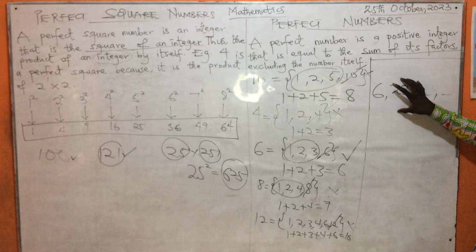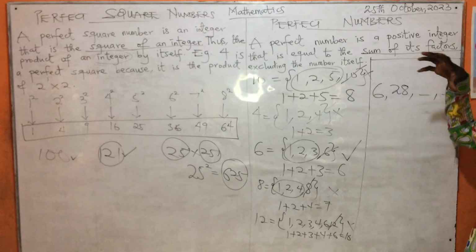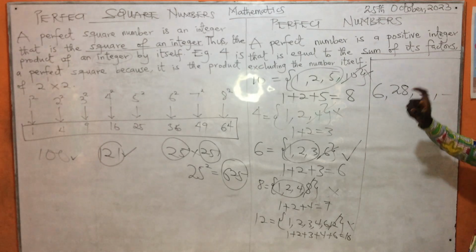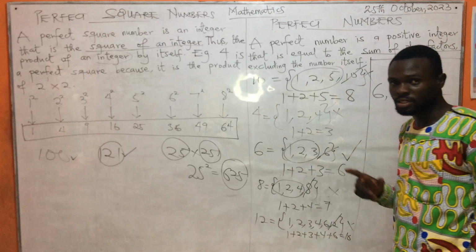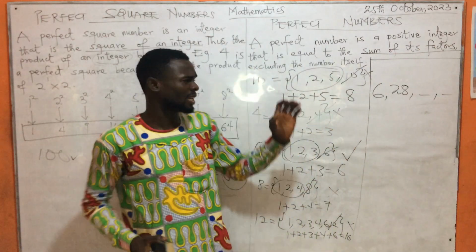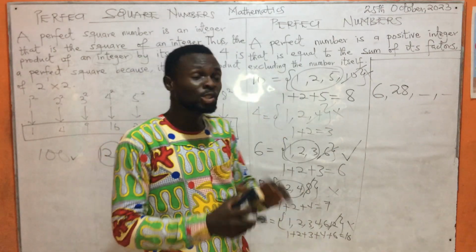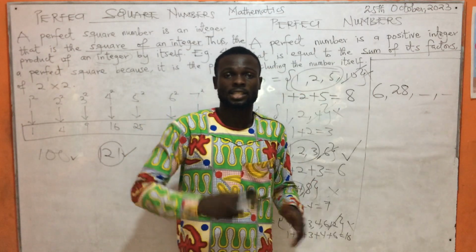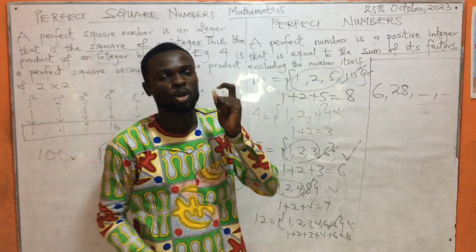28 is a perfect number because when you sum all the factors of 28, excluding the 28, you are going to get 28. So 28 is a perfect number. Actually, there's a simple way, there's a given formula for this, but at our level, we can't contain it. So all you can do is to find the factors of the number, and add the factors excluding the number, to know whether it's a perfect number or not.